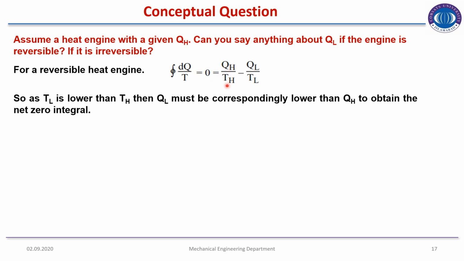So as TL is less than TH, therefore QL must be less than QH, because their net effect is 0, so the ratio of QH over TH must be equal to the ratio of QL over TL.